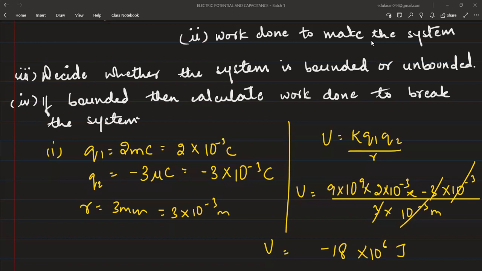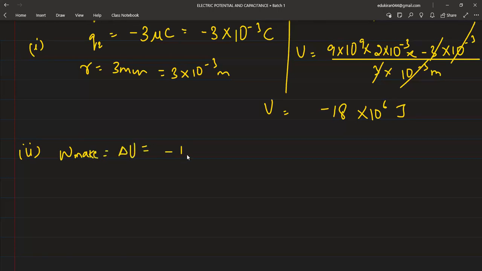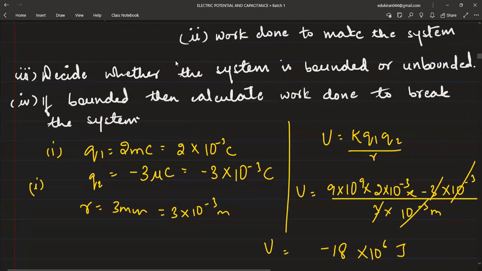Okay. Now, second part says work done to make the system. Work done to make the system is same thing. See, this is the first part, right? Second part means work done to make the system means the change in potential energy. So it is equal to minus 18 into 10 to the power 6 joules. If it is work done to break the system, then it is negative. Now decide whether the system is bounded or unbounded.